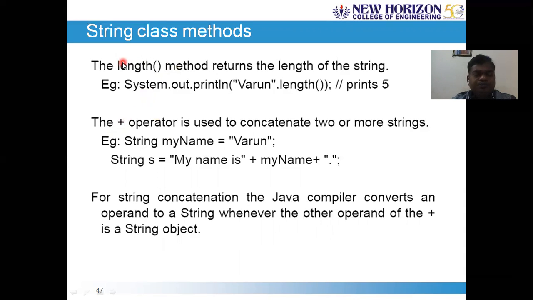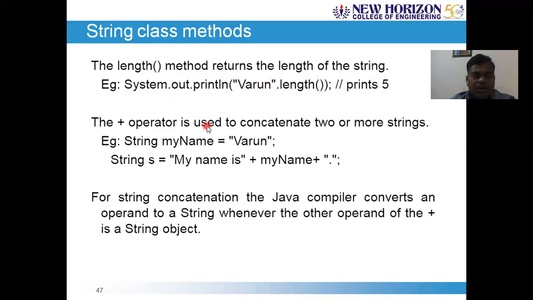Next, the length method. It is a built-in method of the string class which returns the number of characters of the string used to invoke it. Take an example: System.out.println of "Varun".length(), with an empty pair of parentheses. It counts the number of characters of the string Varun. In total there are 5 characters, so it prints the value 5.